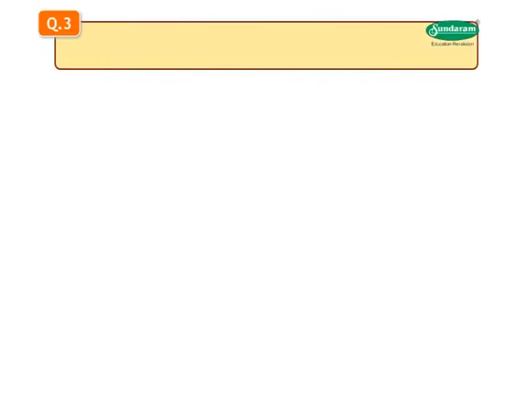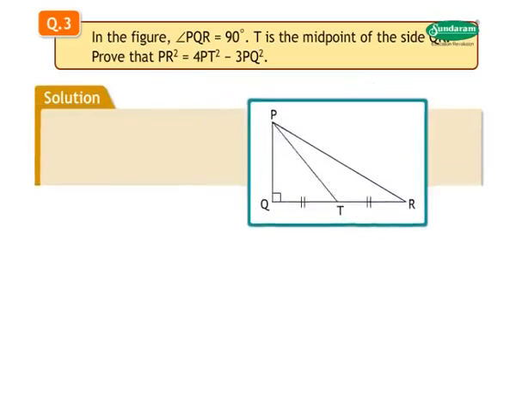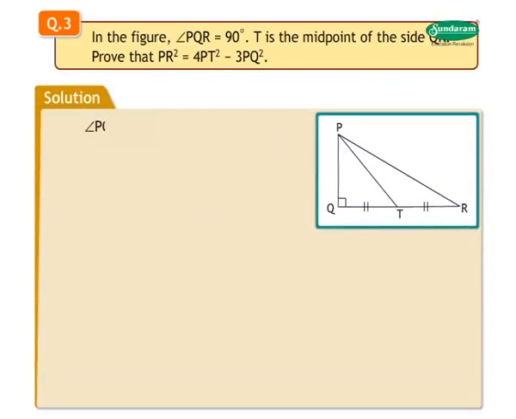Thus, BD is equal to 12 centimeters. Question 3. In the figure, angle PQR is equal to 90 degrees. T is the midpoint of the side QR. Prove that PR square is equal to 4PT square minus 3PQ square. Solution. It is given that angle PQR is equal to 90 degrees. QT is equal to TR. Therefore, PT is the median of triangle PQR.